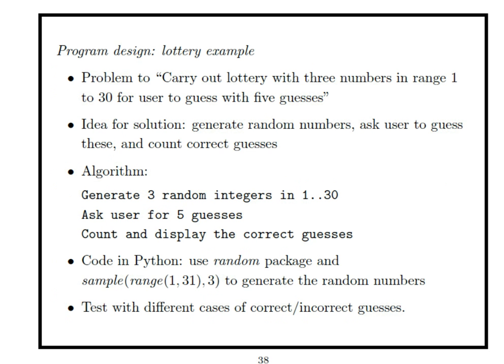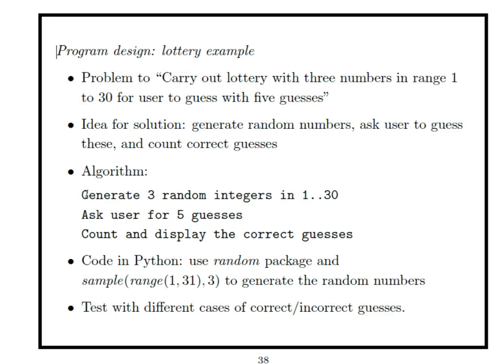Now, another program design example would be to design a game, like a lottery game. So the problem would be to do a lottery with 3 numbers in a range 1 up to 30 and allowing the user to guess 5 guesses. So the program generates some numbers, is the idea, generates some random numbers in this range 1 to 30, and you ask the user to guess those and you limit them to 5 guesses.